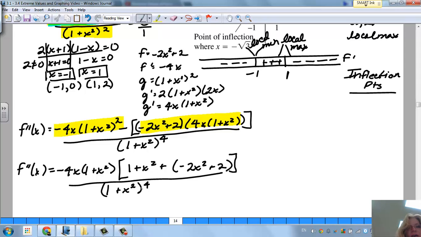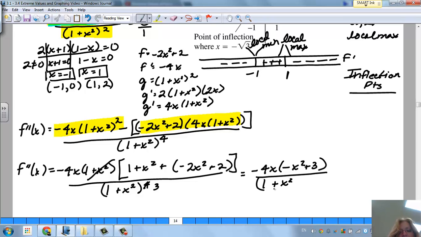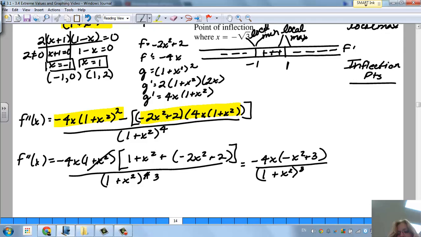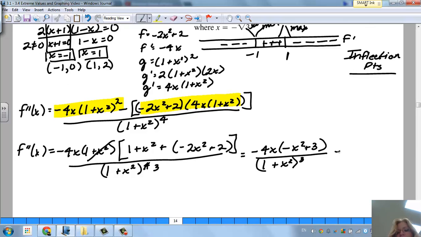Now by doing that, what makes it nice here is this is a factor, and this can change to a 3 now. And I can simplify the numerator a little bit. So the numerator comes out to be negative 4x times negative x squared plus 3. So this negative 4x, and then I simplified everything in here. I combined the negative 2x squared and the x squared, and the 1 and the 3, all over 1 plus x squared cubed. Now, finally, we got it to a point where we can put it equal to 0.